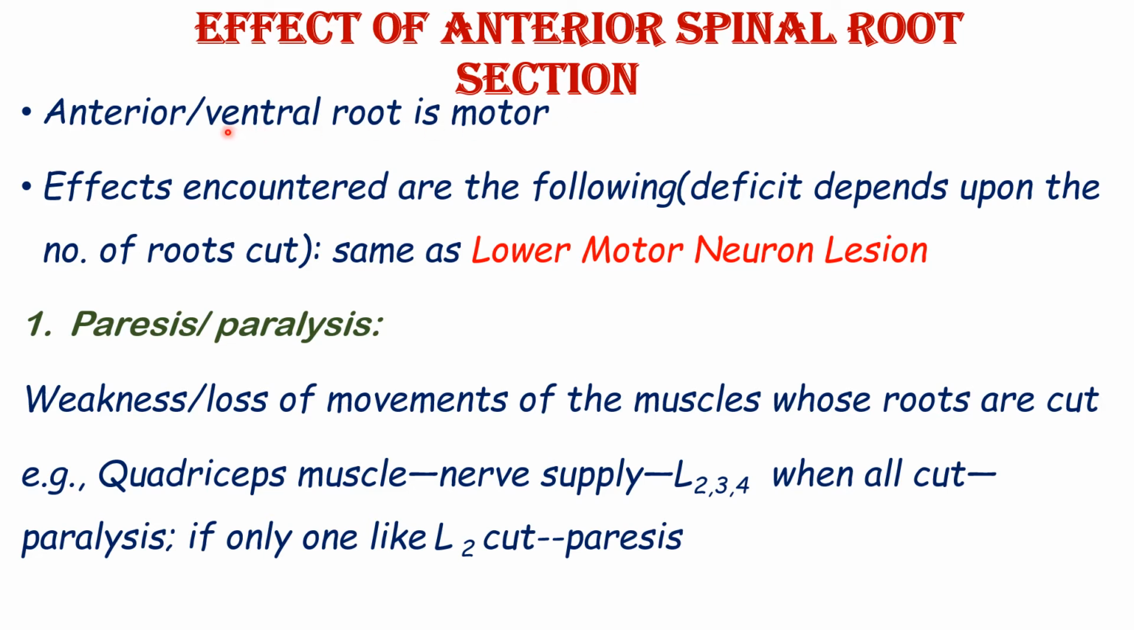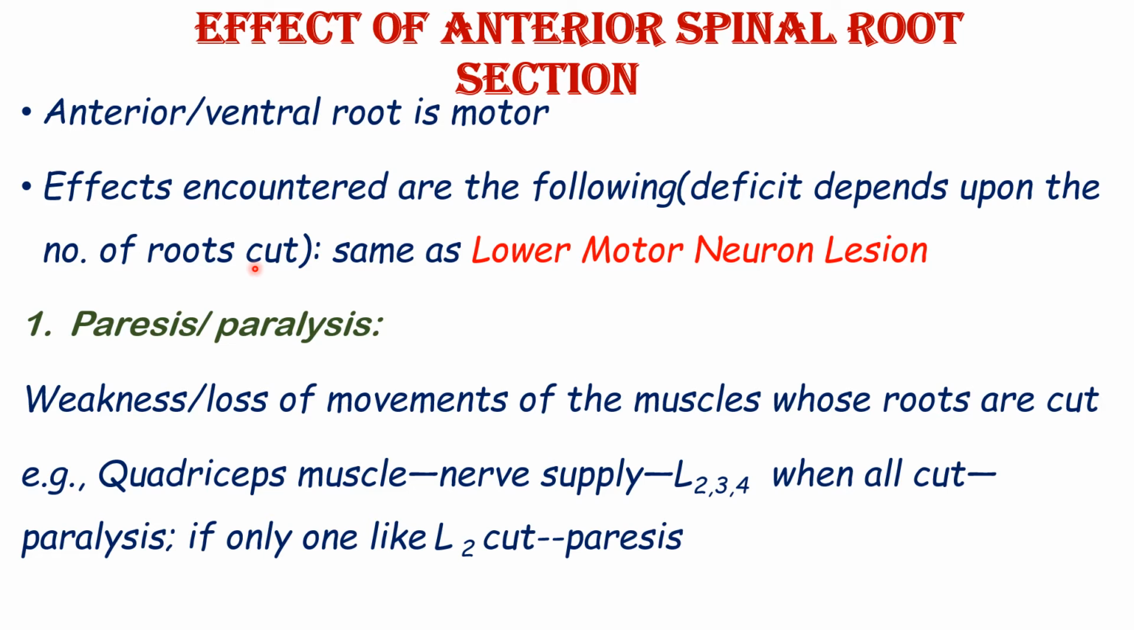Now we know that the anterior or ventral root is the motor, that is, the efferent part, while the posterior root was the afferent part. Again, the deficits which we'll be seeing depend upon the number of roots cut. The more roots cut, the more defects we'll see.